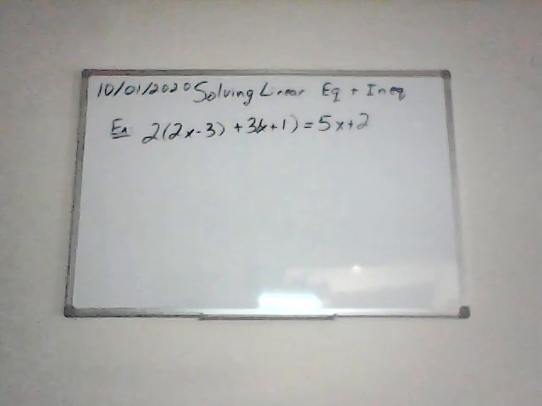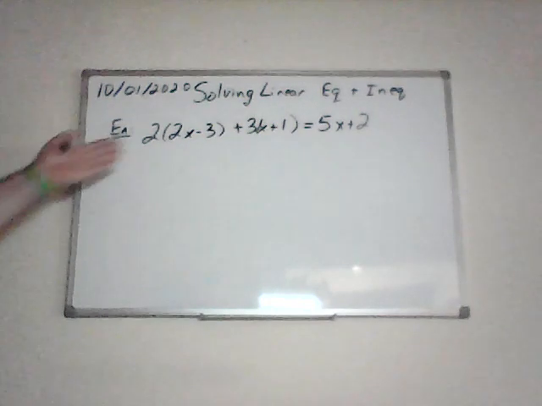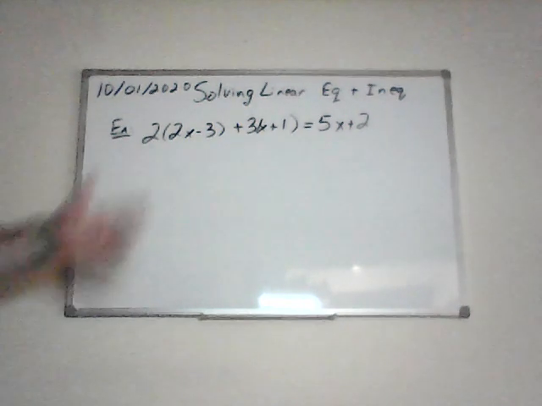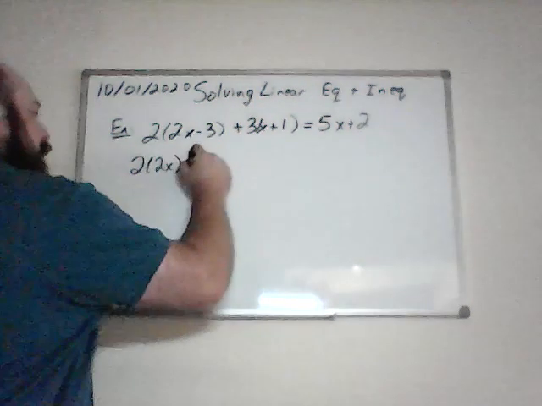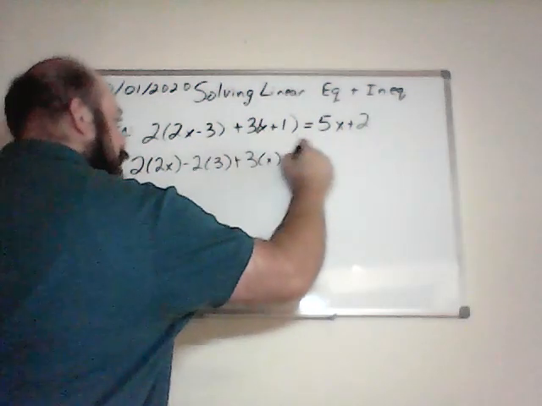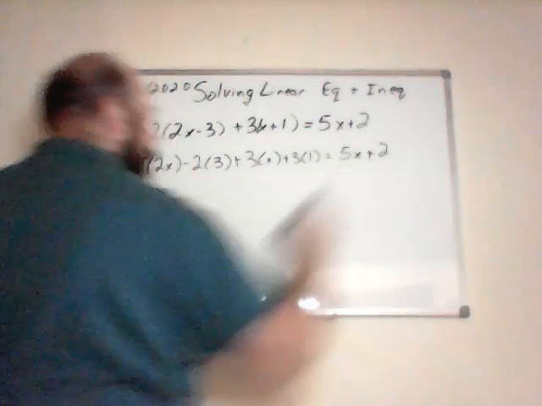All right, so what we're going to do today is take a deeper look into solving linear equations and inequalities. So taking a look at this equation here, first thing we need to do is distribute. So we're going to have 2 times 2x minus 2 times 3 plus 3 times x plus 3 times 1. And then that's all going to equal the 5x plus 2.